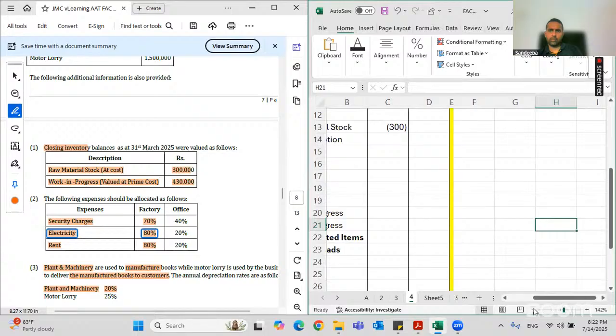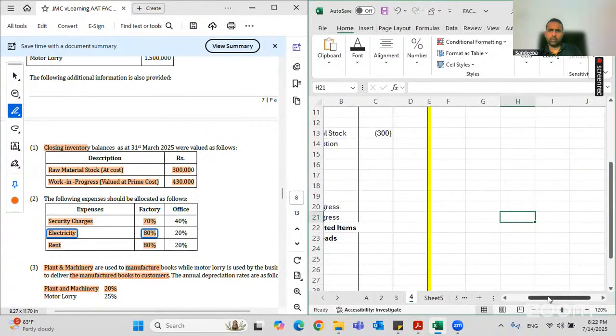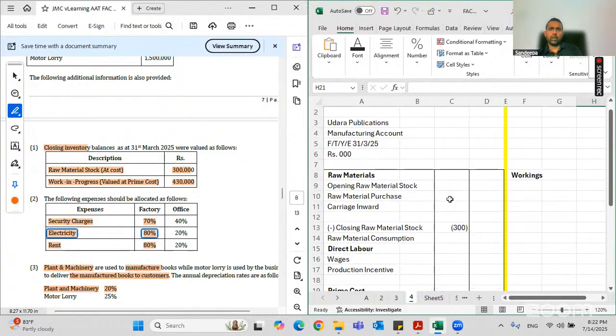Okay, lamai. Now, what is the double entry for the closing raw material stock? That's an inventory note. So debited to asset, credited to manufacturing account. Why are we deducting? Come on. Your closing raw materials are not used for the production yet. That is not part of your manufactured items. So then you have to remove.